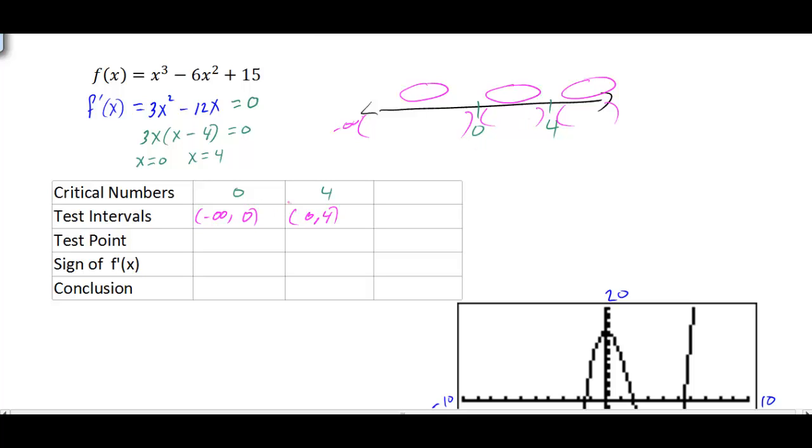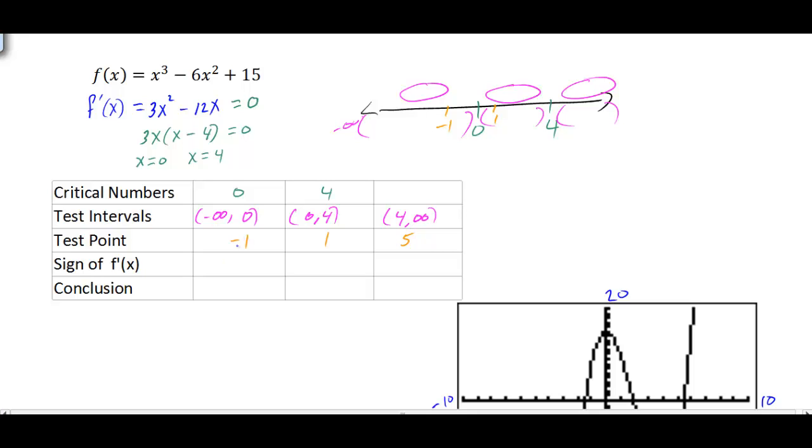Okay, so we always got to check in between our critical numbers. And then we're going to go from 4 to infinity. So then at this point, we have to pick a test point. We need to pick any number from negative infinity to 0, and I always say keep it simple, so I'm going to pick negative 1. And then we need to pick another point from 0 to 4, so I would simply pick positive 1. And then 4 to infinity, I would simply pick 5.